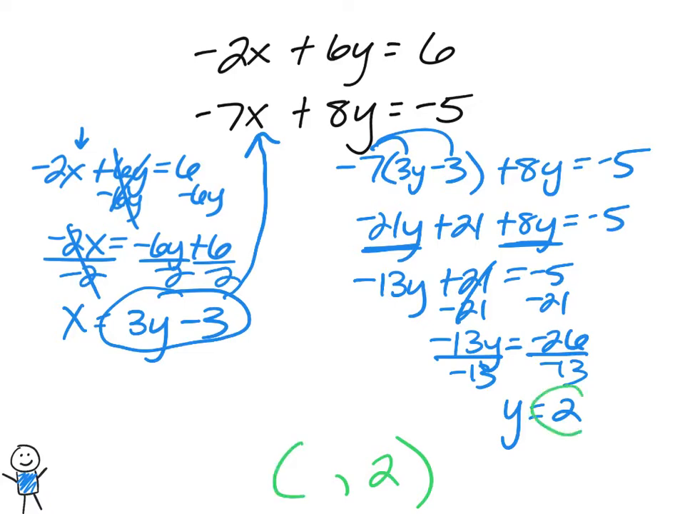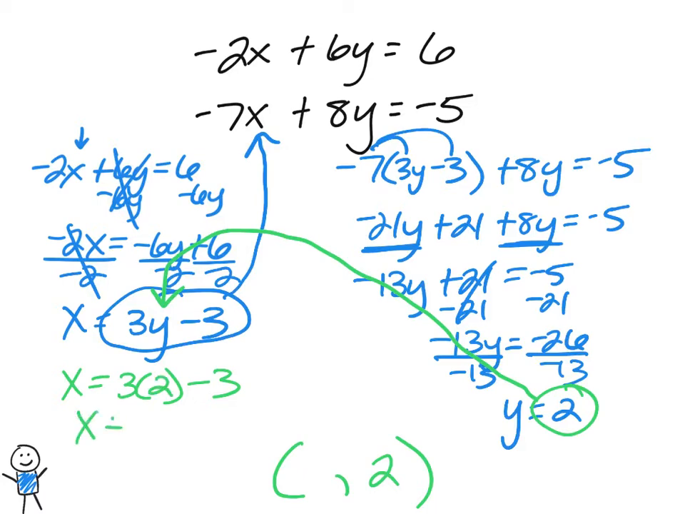So take that y of 2, plug it into either one of your original equations or the one that you rearranged for y. In this case, x is equal to 3 times y minus 3. But in place of the y, I'm going to put what y equals, which is 2. 3 times 2 is 6. 6 minus 3 is 3. And there is the x value for my solution to the system of equations.